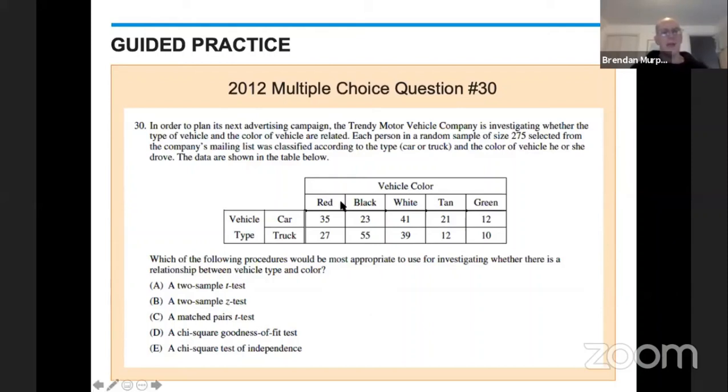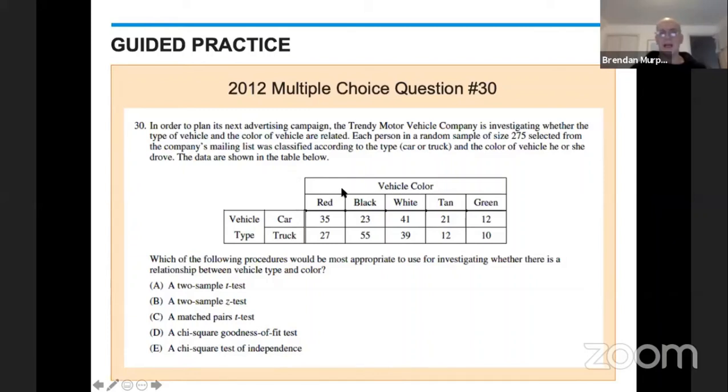In order to plan for its next advertising campaign, the trendy motor vehicle company is investigating whether the type of vehicle and the color are related. Okay, well, there's a little clue right there. Is there some relationship between the vehicle color and the vehicle type? I think I know where this is going, but let's just keep reading and see if there are any more clues here. Each person in a random sample of size 275 selected from the company's mailing list was classified according to type, car or truck, and the color of the vehicle he or she drove. The data are in the table below.